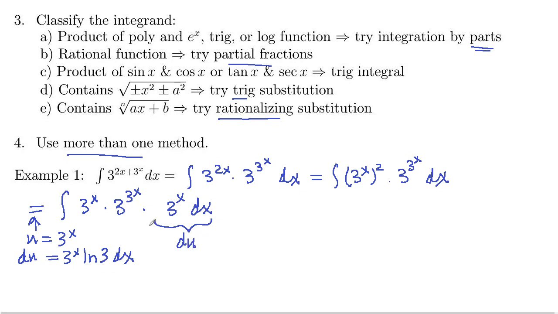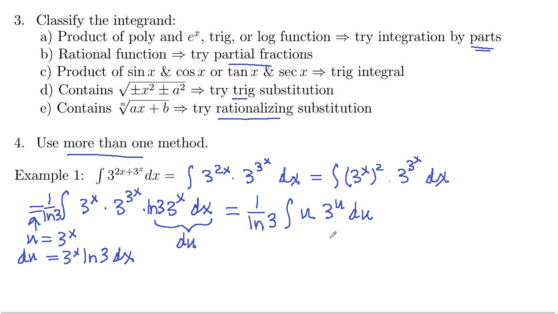I need a factor of log 3 in there. So I'll go ahead and multiply by ln 3 here and divide on the outside to compensate. So now I do have my du. So this will be 1 over ln of 3, integral of u, and then 3 to the u du. So there we go. That definitely simplified that integral.